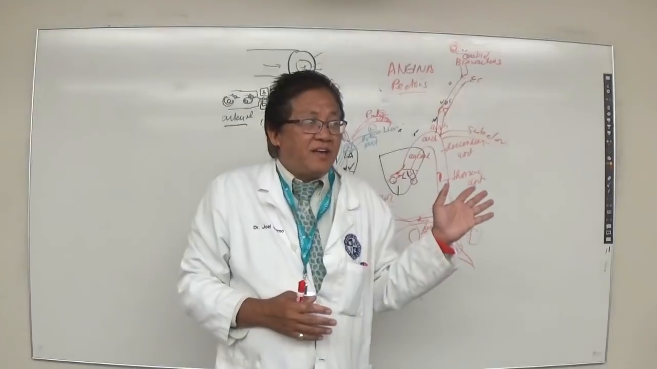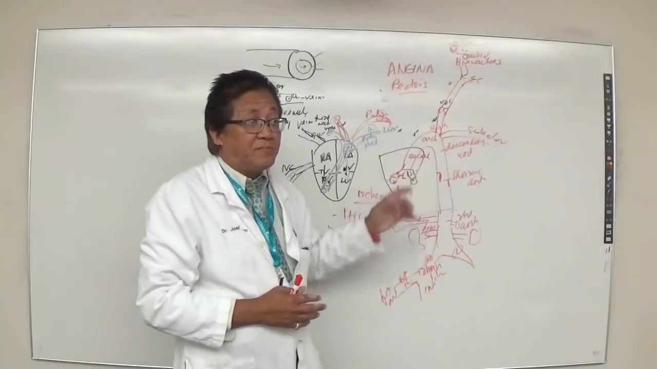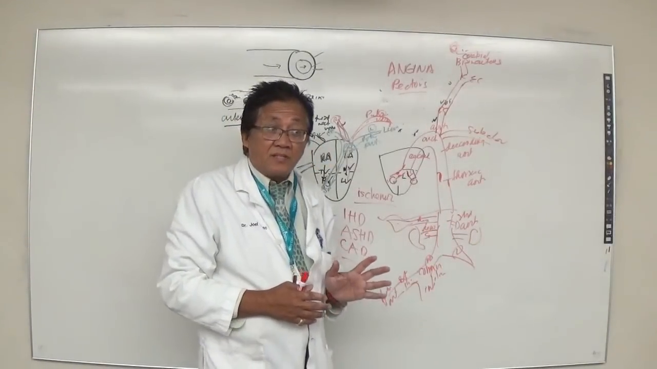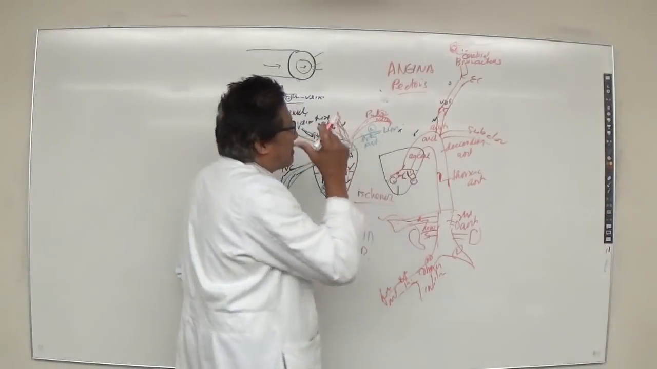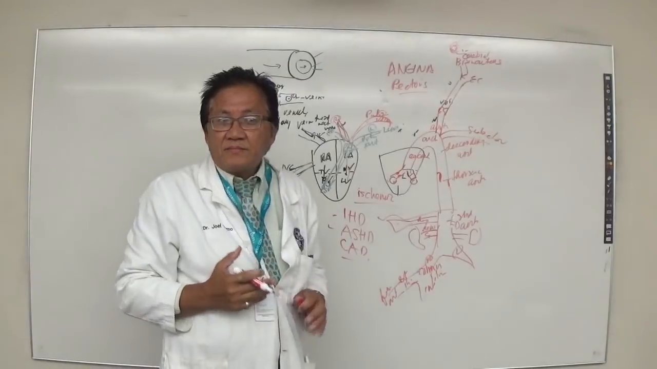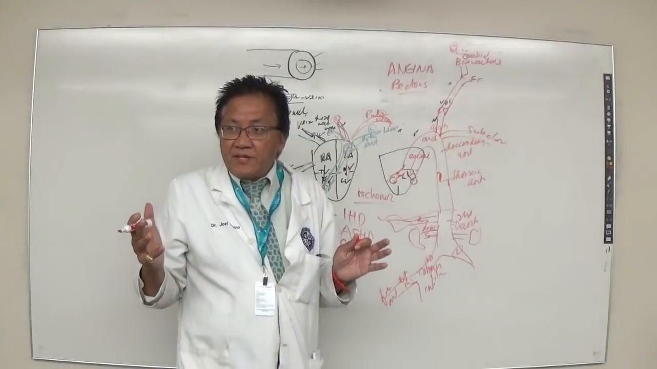Now, are the cells dead here yet? They're not yet dead, right? Because there's just decreased blood flow. I'll tell you the difference later on, okay? So, here you have chest pain, right? Angina pectoris. Okay? Do you understand?